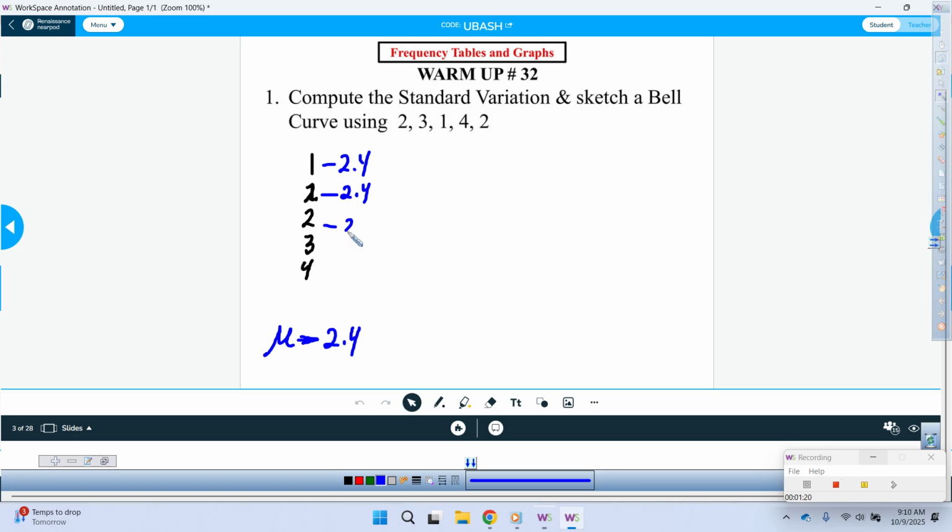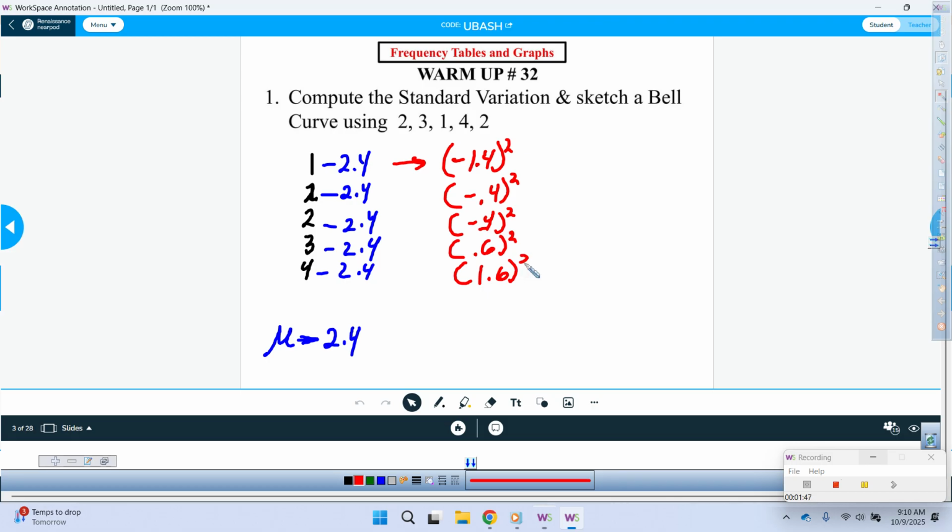Some of you are still iffy about it. So therefore we get negative 1.4 squared. Then we got negative 0.4 squared 2 times. Then we got 0.6 squared. And then 1.6 squared. So from there we get a second mean. What'd you get for the second mean? Pass someone, Isaiah.